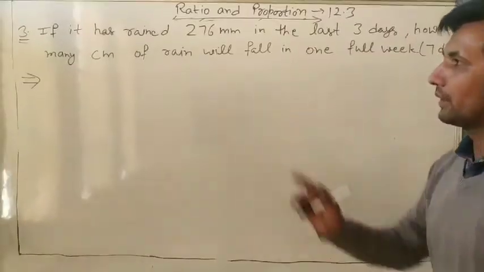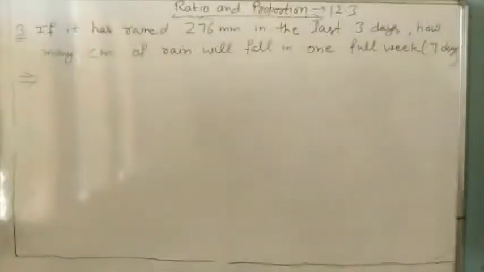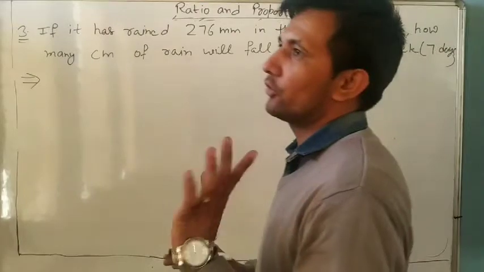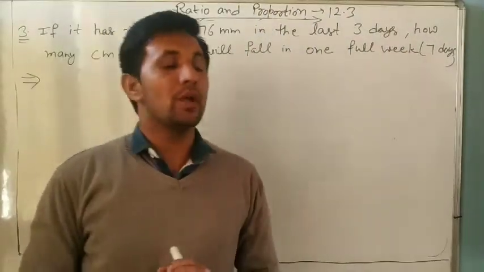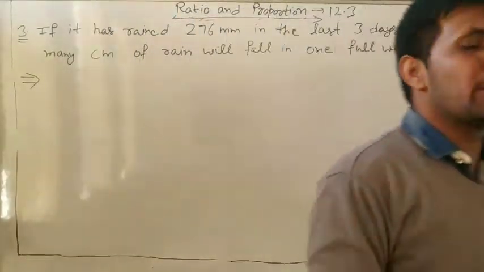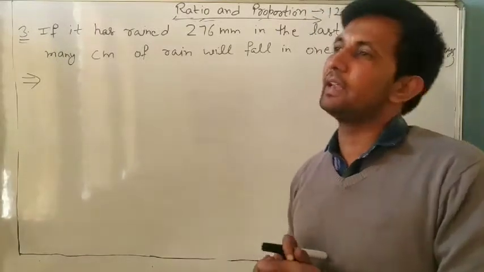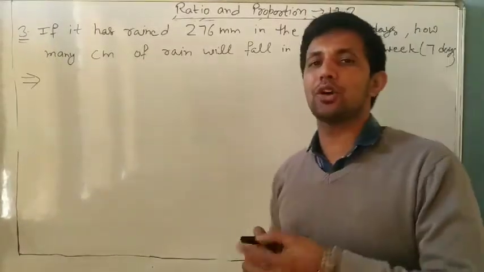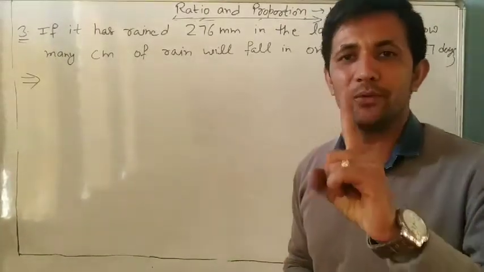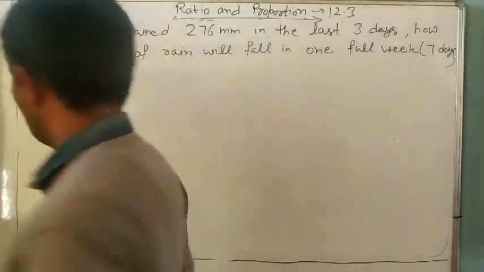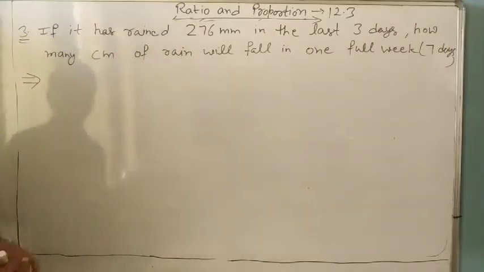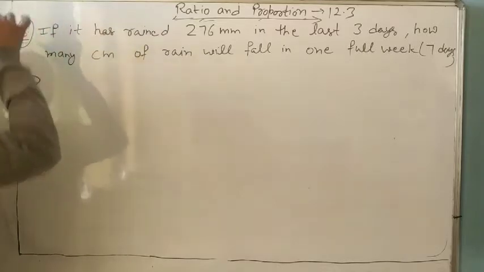Today we will start our third question of 12.3. The second question we have already finished, and we discussed in the previous class what the unitary method is. Unitary method means first we will find the value of 1 unit. Find the value of 1 unit, same as it is. Now question number 3.